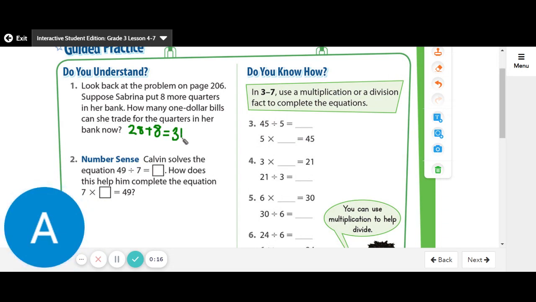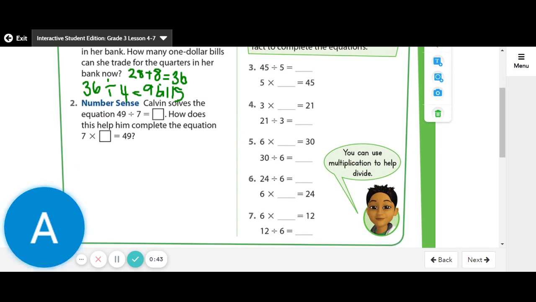Now they want to know how many $1 bills she could get out of these. So we know that 4 quarters equal $1, so we do 36 divided by 4. Then we can think, 4 times what is 36? I know 4 times 9 is 36, so she could get $9 bills if she had a few more quarters. So like before, we just have to make sure we read through the problem carefully to make sure we're solving all of the parts.